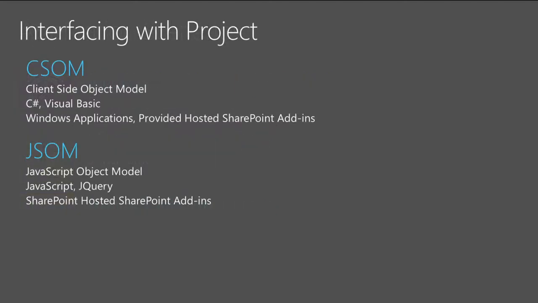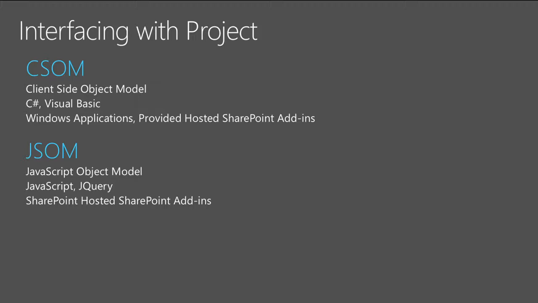So I'm going to show how we can interface with Microsoft Project. I'm going to do that using a few demos. The first one will be a Windows application that I've already created that interfaces using the client-side object model. So in this case, we can use either Visual Basic or C#. In our example, we're going to use C#.